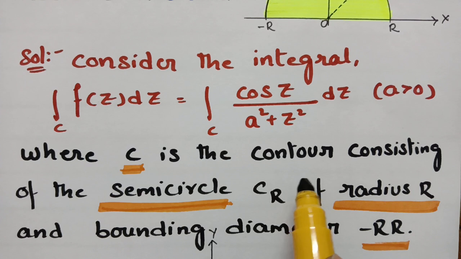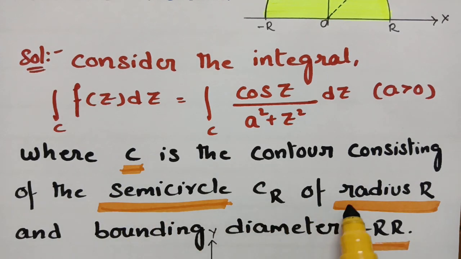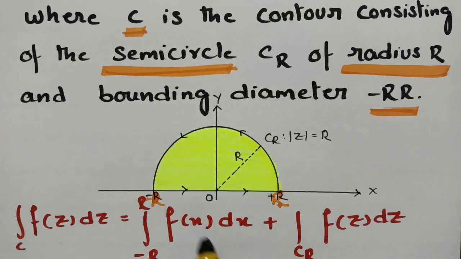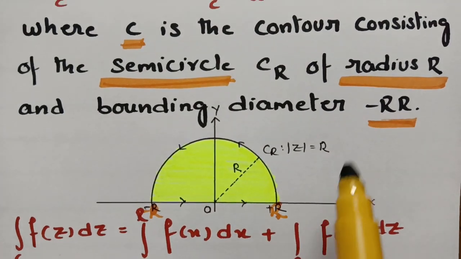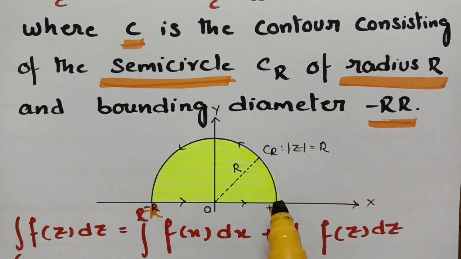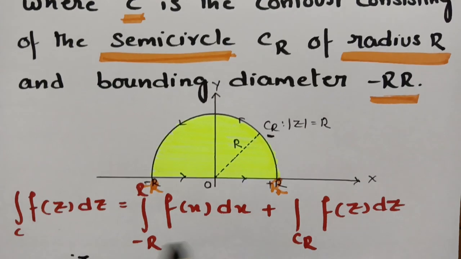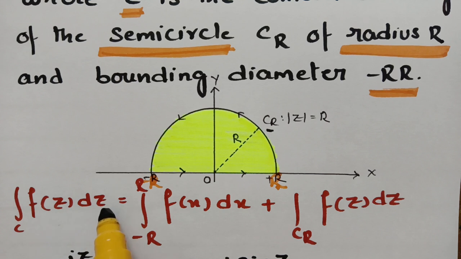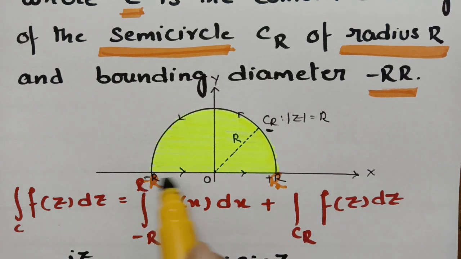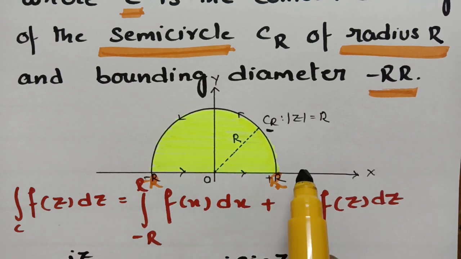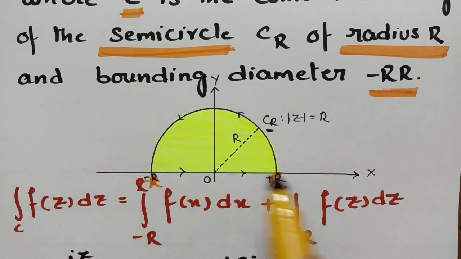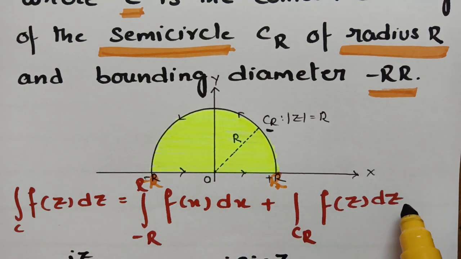C is nothing but the closed contour consisting of a semicircle CR of radius R and the bounding diameter from minus R to R. So it is a closed contour of a semicircle, half circle CR, of radius R and center 0, and the bounding diameter from minus R to plus R. Now the integral over C of f of z dz is split into two integrals. One is from minus R to plus R, in this direction along the real axis, the line integral of f of x dx, plus the integral over CR, the semicircle, of f of z dz.